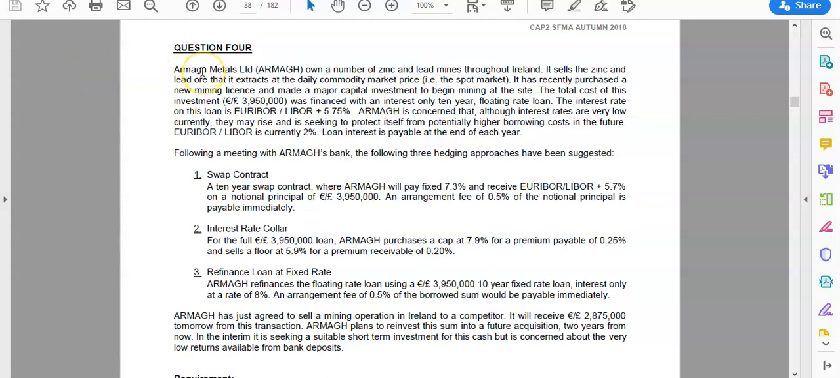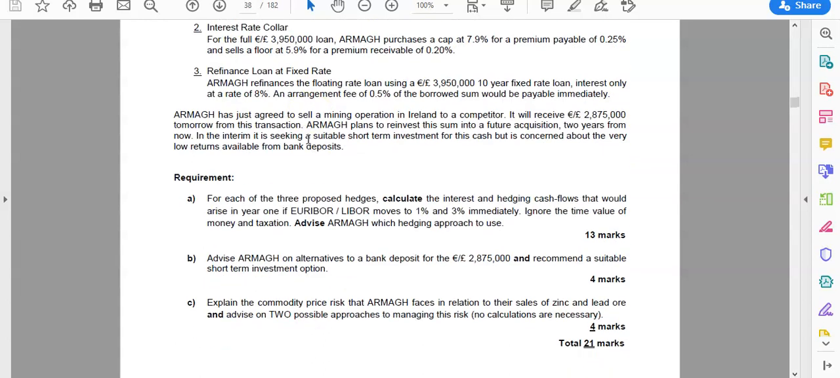In this question, we're looking at autumn 2018 question 4, focused on interest rate risk management for 21 marks. So again, roughly about 40 minutes to do this question in the exam. Part A was interest rate risk management. Part B was related, a narrative on interest rate risk management for a deposit, whereas Part A was based on a loan. So you can have interest rate risk either way.